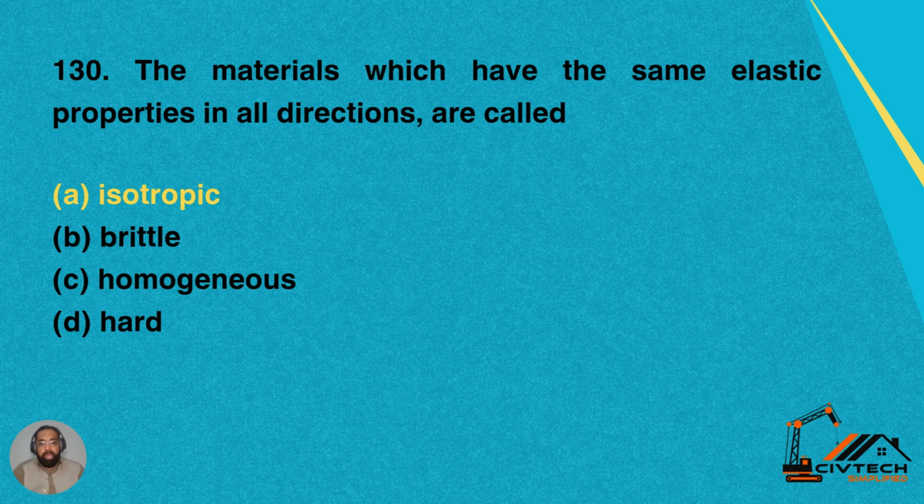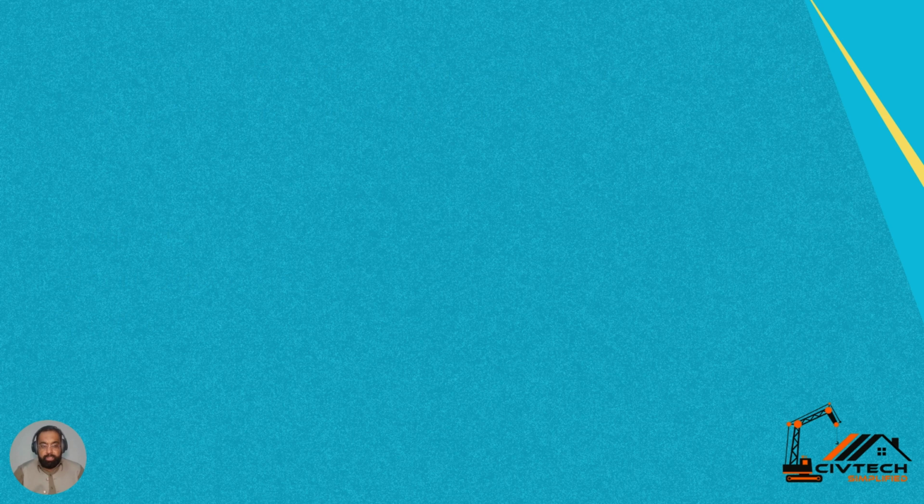130. The material which have the same elastic properties in all directions are called option A, isotropic, option B, brittle, option C, homogeneous, option D, hard. The material which have the same elastic properties in all directions are called isotropic materials. A is the correct answer for this question.